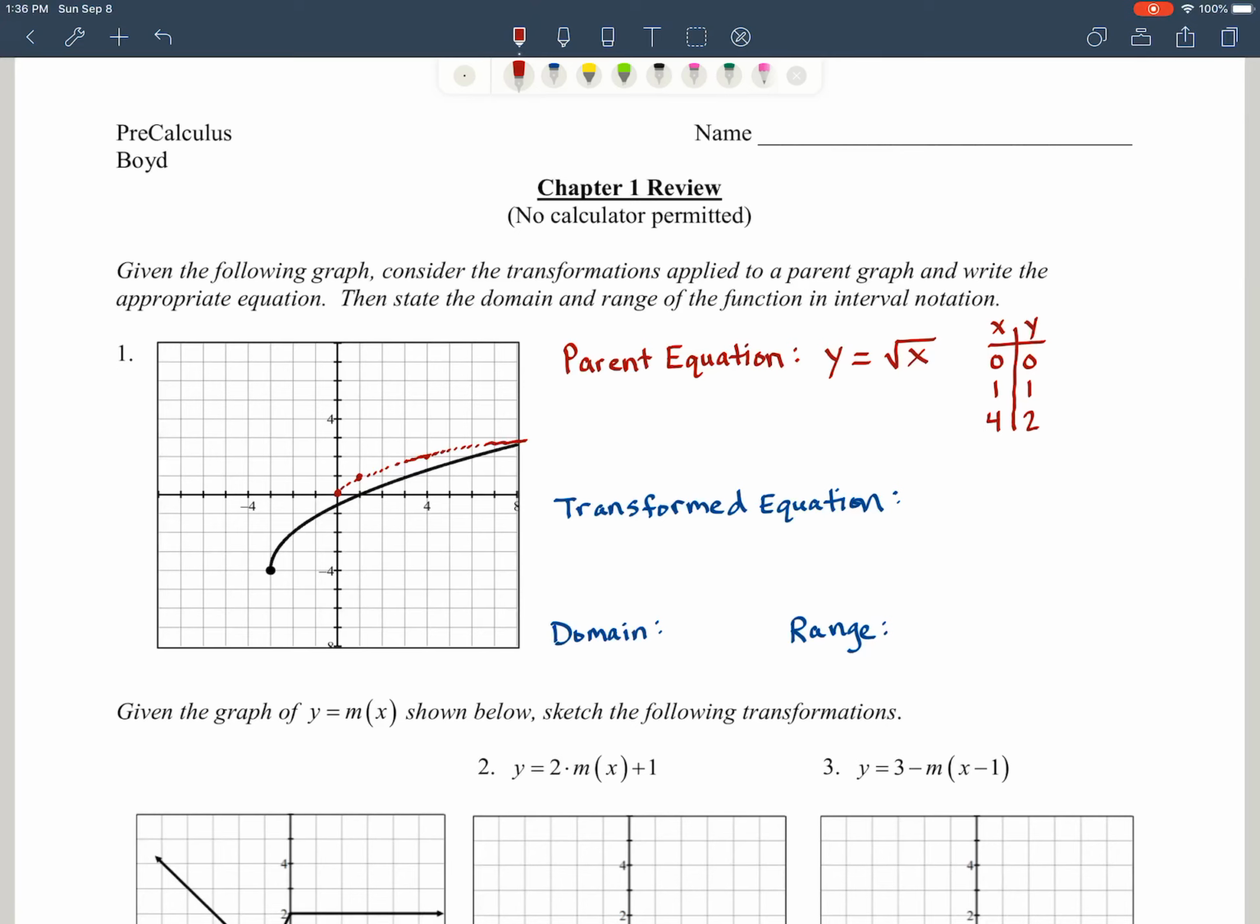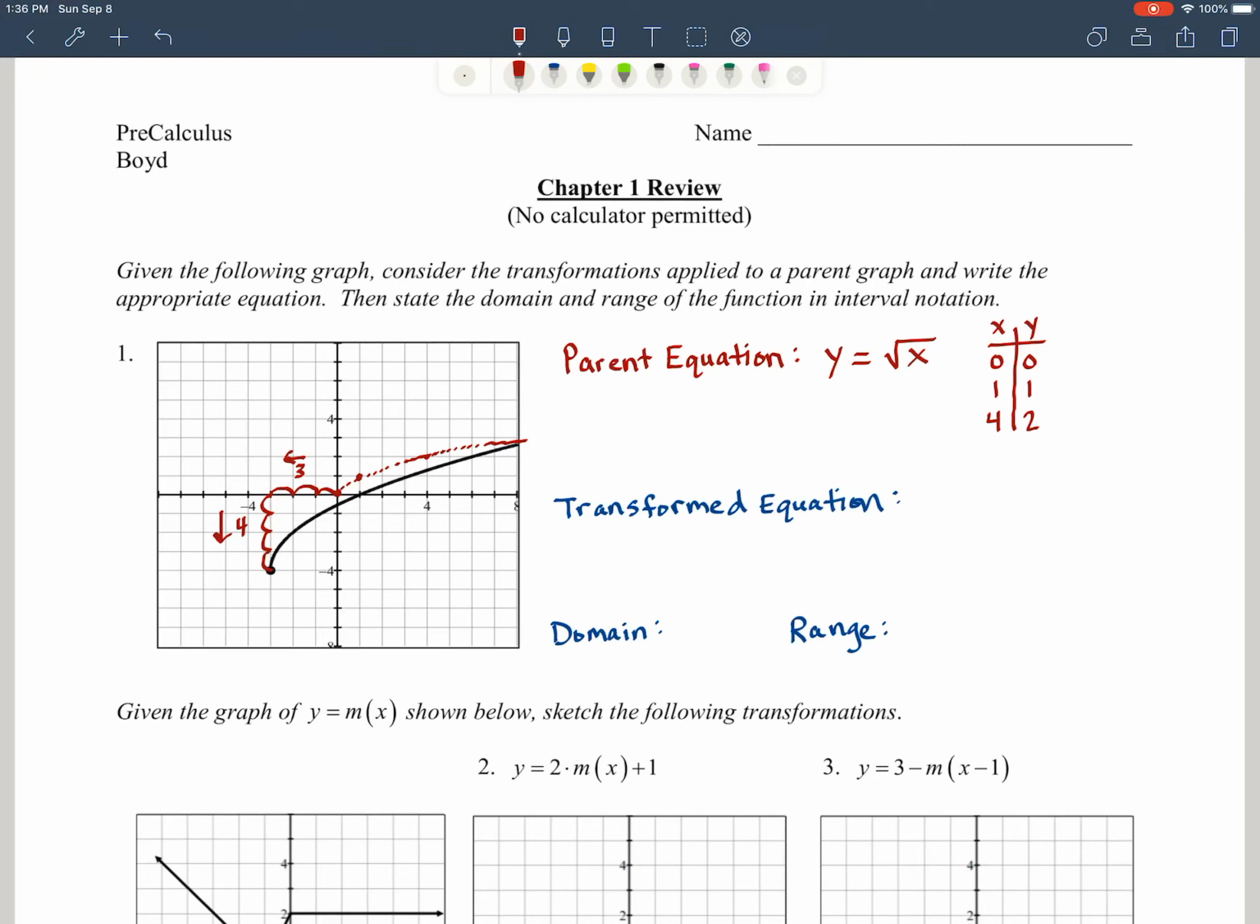So in comparison, obviously our graph has been moved to the left. We've gone back 1, 2, 3, and then we've gone down, it looks like 1, 2, 3, 4. So we went to the left 3, and we went down 4.